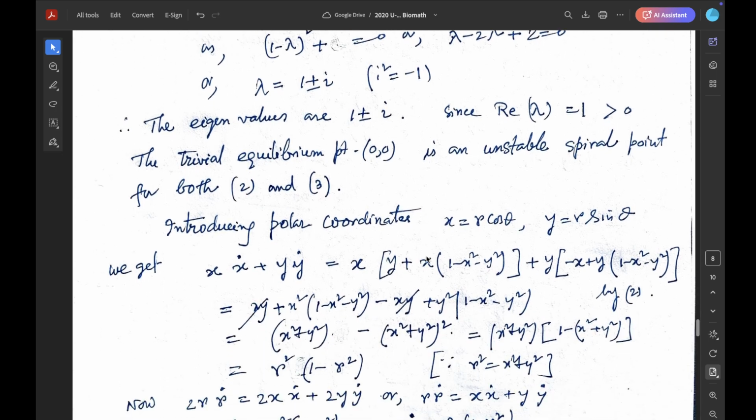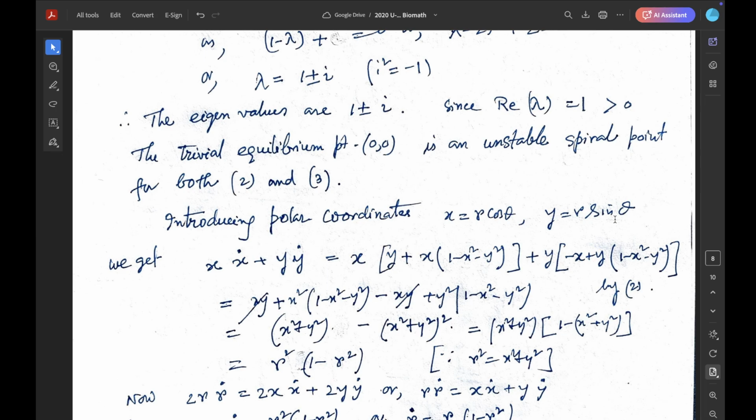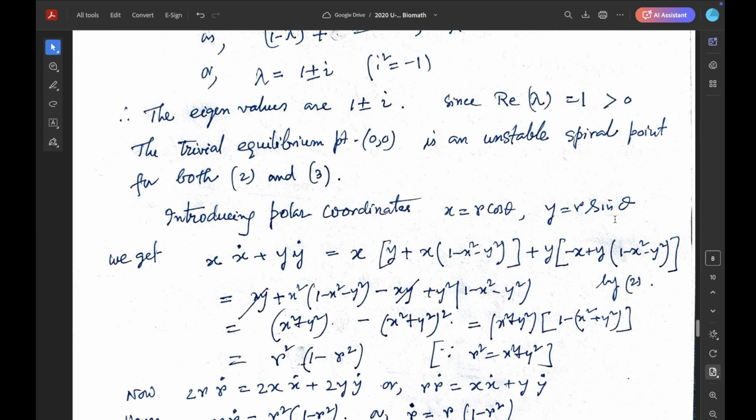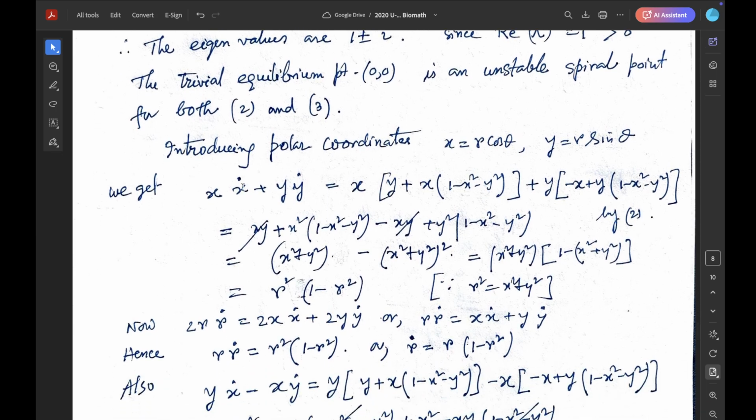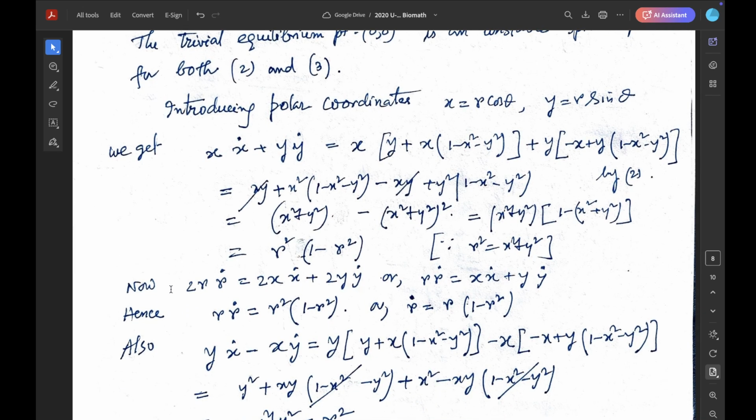Introducing the polar coordinates x equal to r cos theta, y equal to r sin theta, r greater than 0, we can find x dot plus y dot equal to r bracket 1 minus r square, and r square equal to x square plus y square. So differentiating with respect to t, twice r r dot equal to this, so r dot equal to this, hence r dot equal to r bracket 1 minus r square.